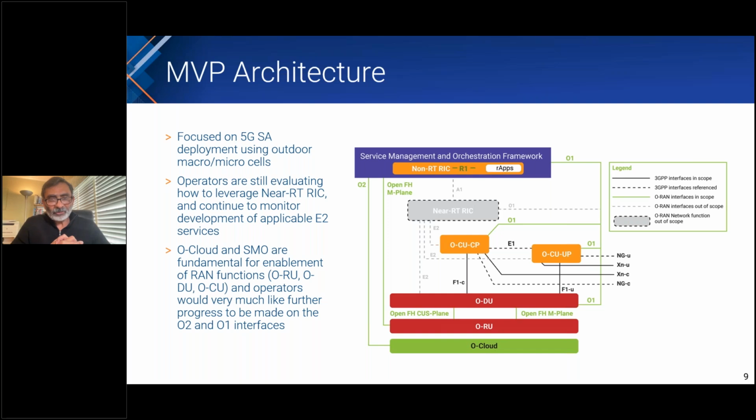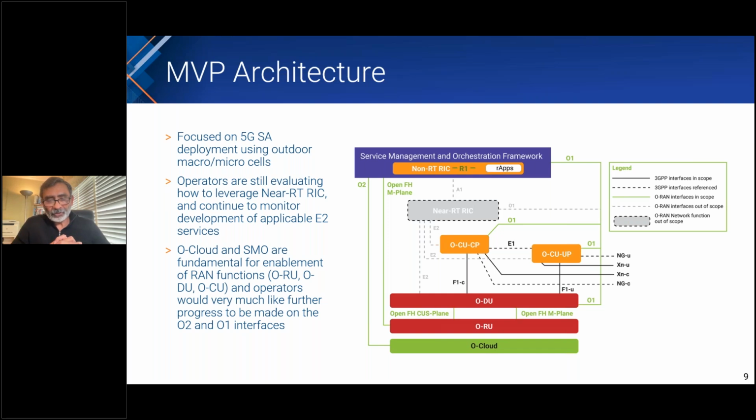So at the onset, given where we are in terms of 5G deployment, all of the operators, and there was a general consensus that we should focus on 5G standalone deployment using outdoor macro and microcells.